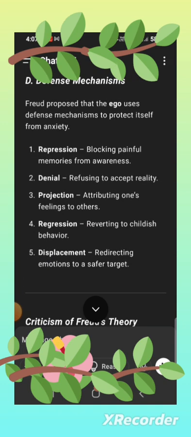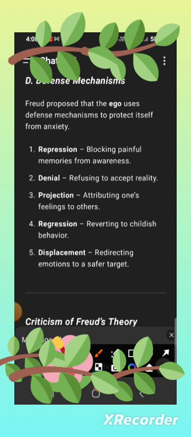Defense mechanisms. To protect itself from anxiety, the ego uses defense mechanisms. Number 1, repression: blocking painful memories. Example: forgetting a traumatic event. Denial: refusing to accept reality. Example: a smoker ignoring health risks.